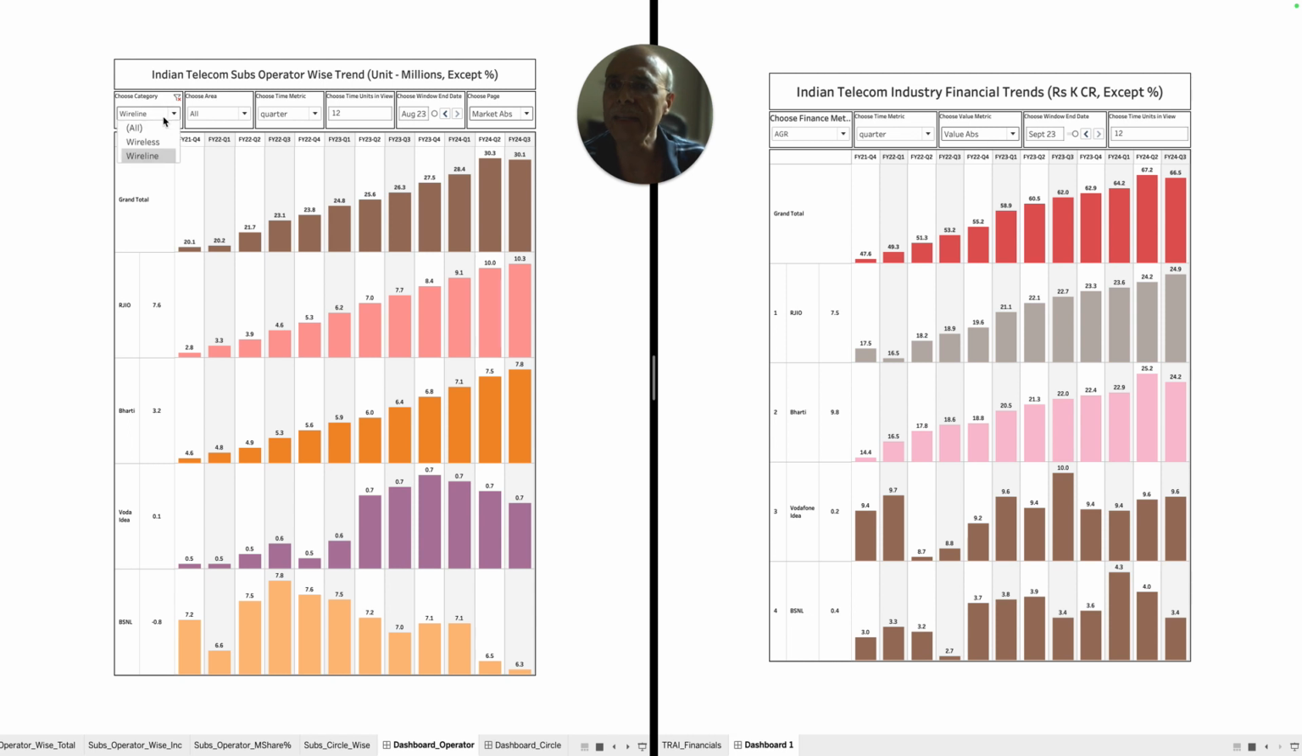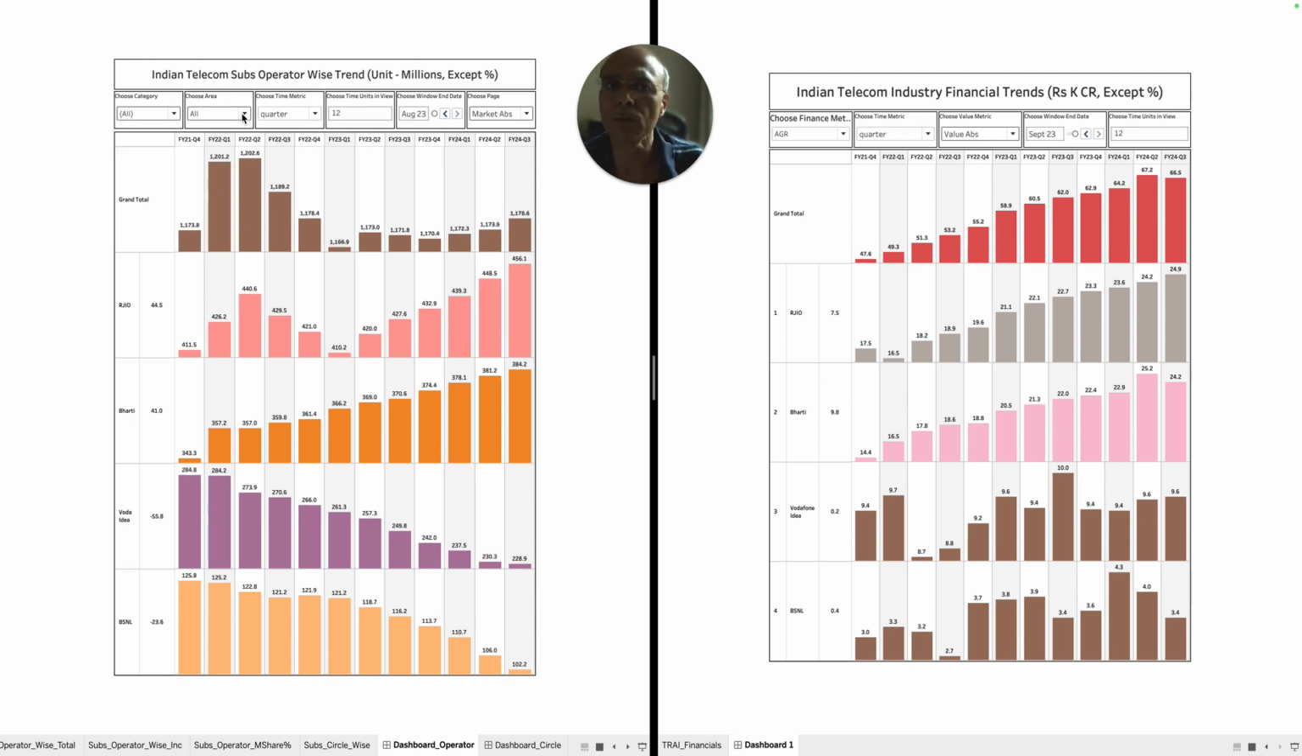Now let's look at the other dimension. The other dimension is rural versus urban, because rural and urban are two different types of market. Unless we understand what is going on in rural and urban separately, we will not be able to understand the strategy of the operators in these two different markets, because these two markets require different strategies of customer acquisition and the business dynamics are completely different.